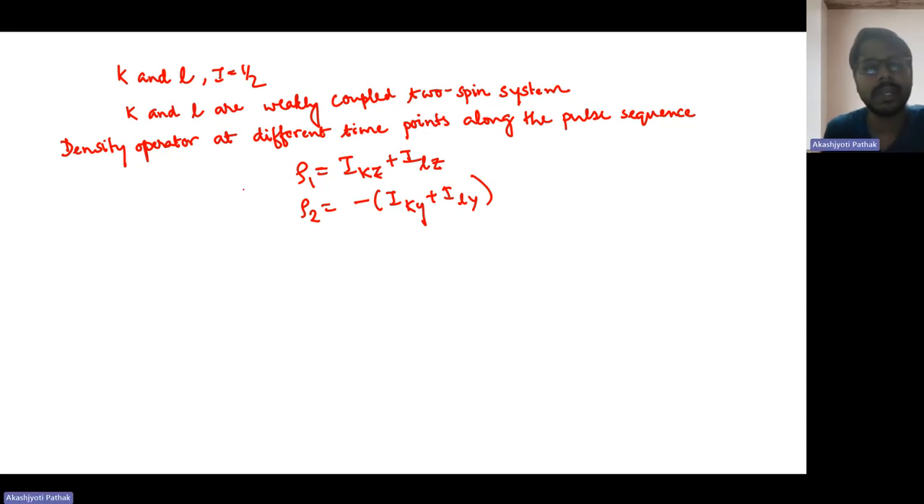So these are the density operators at different time points along the pulse sequence. Along the pulse sequence, rho 1 and rho 2 are different. At different points, what is the density operator? Right. Now you can write it.